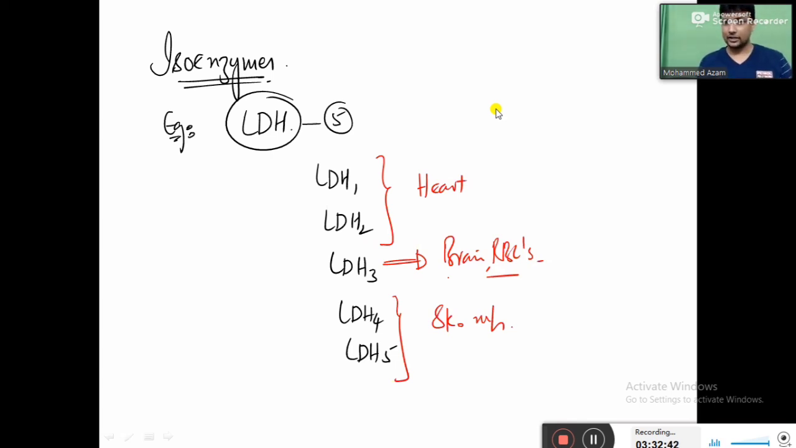No, Divya, you are giving a wrong example. I told you hexokinase and glucokinase are two separate enzymes. They're not isoenzymes, not at all. Don't take it wrongly. So this is an example of isoenzymes.